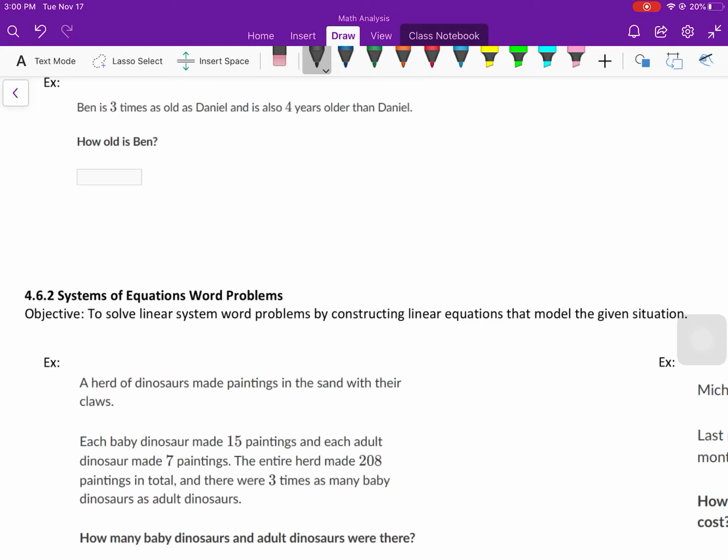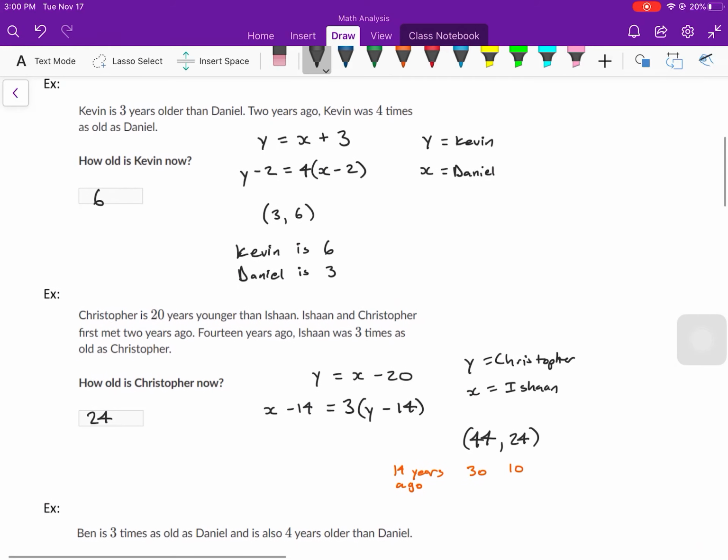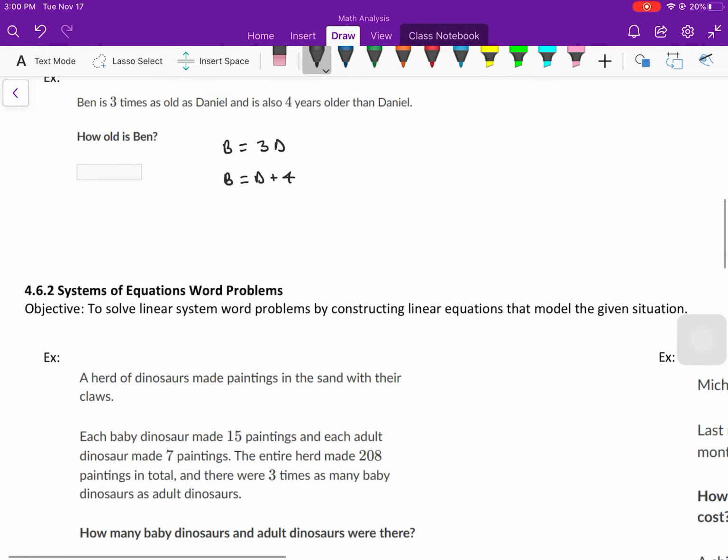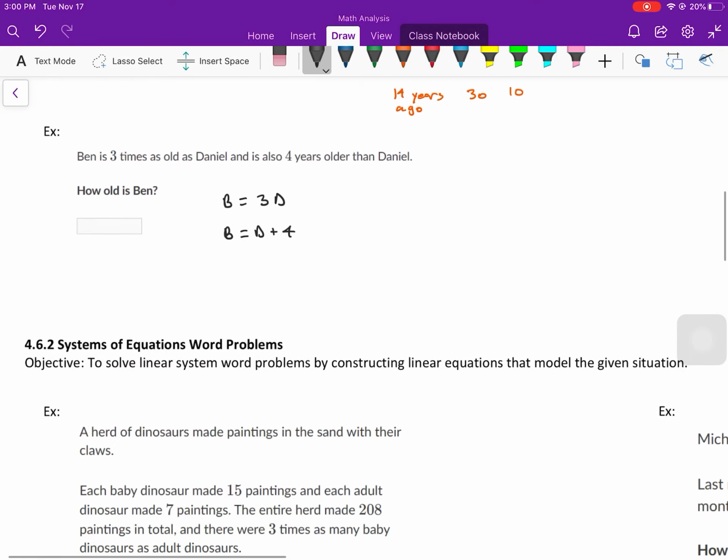I think this one's classic. Ben is 3 times as old as Daniel and is also 4 years older than Daniel. So Ben is also Daniel plus 4. So this one's a classic one. That's how I actually thought these problems were going to be. It's just simple like that, not really going back in time with all that craziness. I wasn't expecting that, but it wasn't too bad. That's how you handle that.